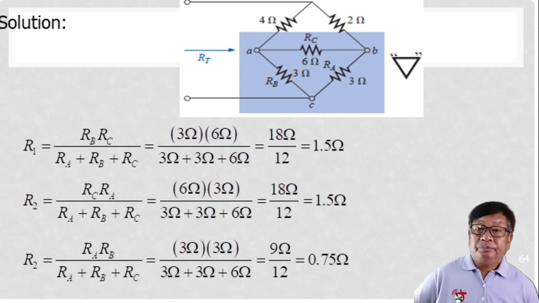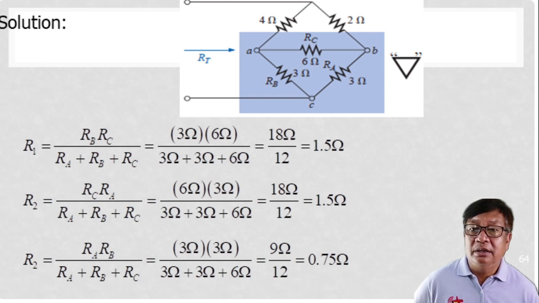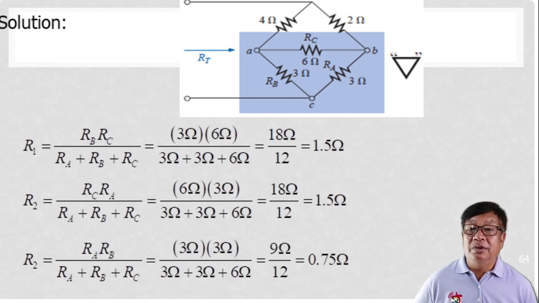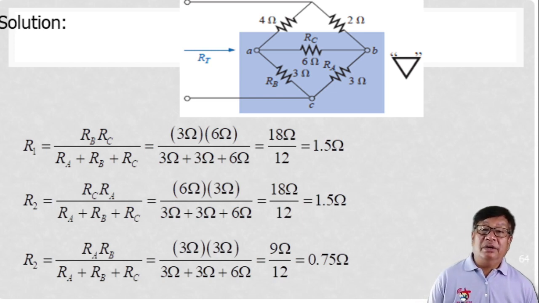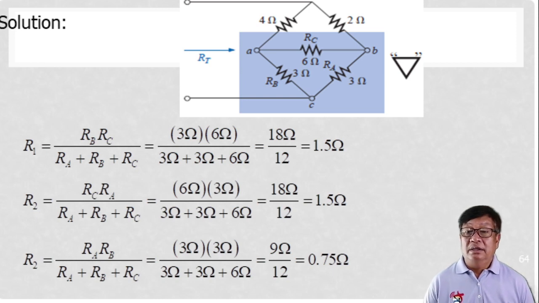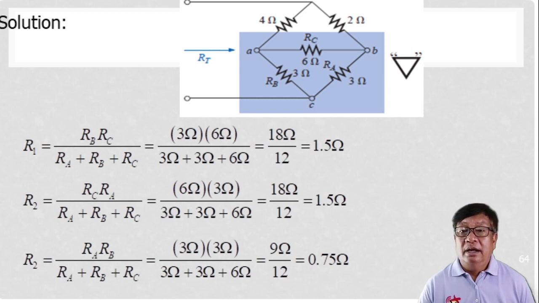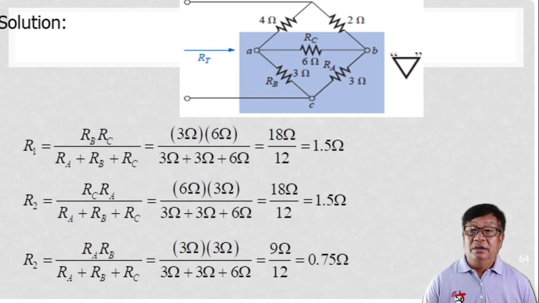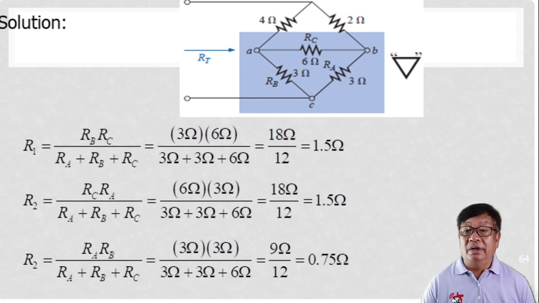Okay, so convert this delta into its equivalent Y. So more or less R sub 1 is 1.5, R sub 2 is equal to 1.5 also. It is expected because our R sub A is 3 and our R sub B is 3 ohms, so we expect R1 and R2 to be equal. So, we use the delta to Y solution. By the way, there is a mistake here. This is not R2, but rather this is R3. So this R3 is RA, RB over RA plus RB plus RC. Okay, so more or less that is equal to 0.75 ohms.